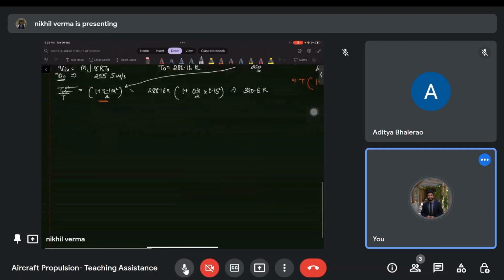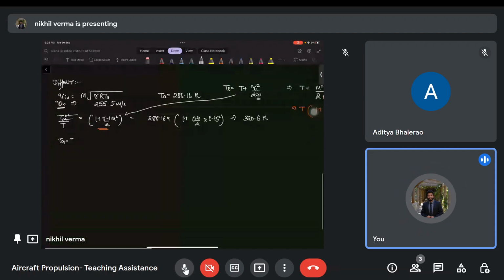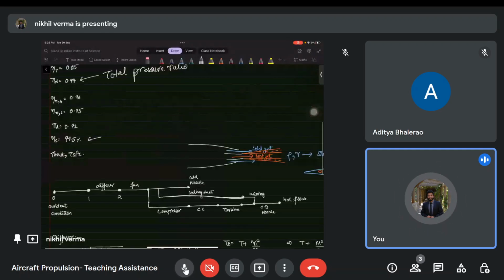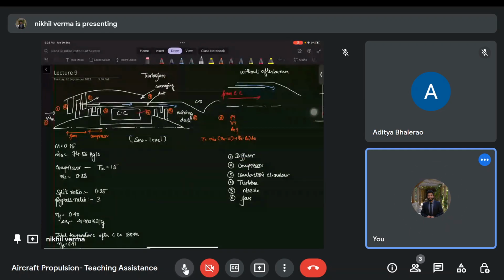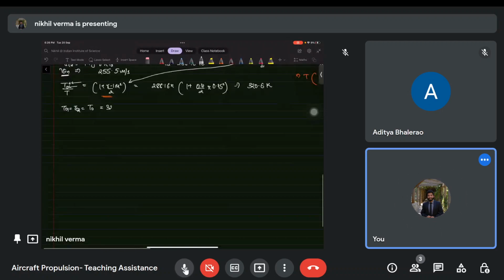So let us calculate T naught 2, given T naught 1 and T naught 2. I hope this is clear to you that it will be equal to T naught itself, because we are not adding any heat between 0, 1 and 2, right? Neither is any type of work done. So the stagnation temperature will remain the same. So this will be equal to 320.6 Kelvin, right?